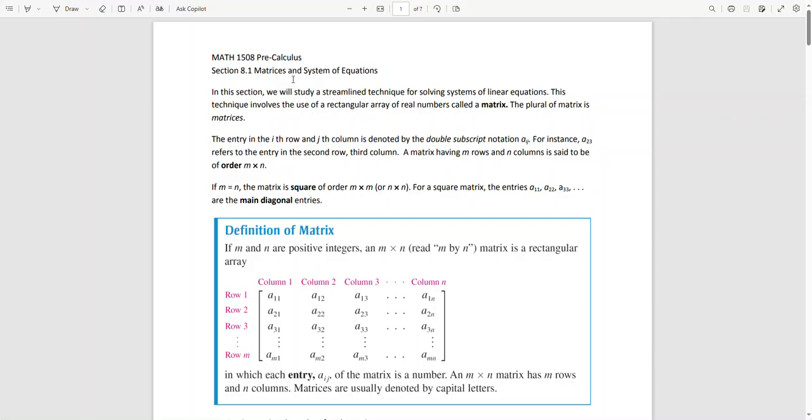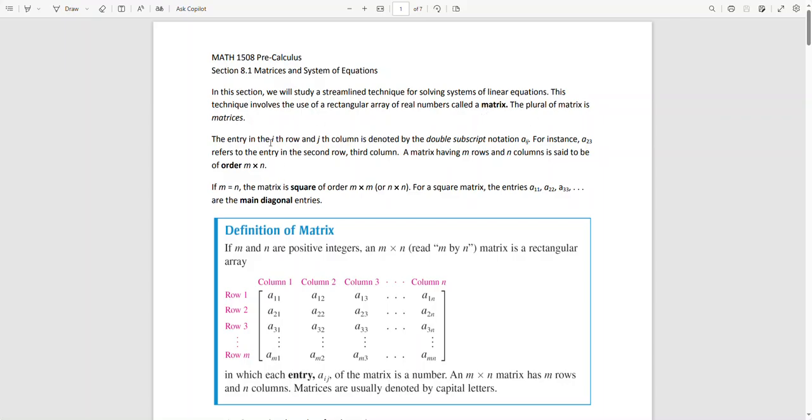All right, so chapter 8 is all about matrices. Matrices is the plural of the word matrix, and it has nothing to do with Neo or the blue pill or the red pill. All right, in 8.1, we're going to look at systems of equations with matrices. In this section, we will study a streamlined technique for solving systems of linear equations. This technique involves using a rectangular array of real numbers called a matrix. Plural of matrix is matrices.